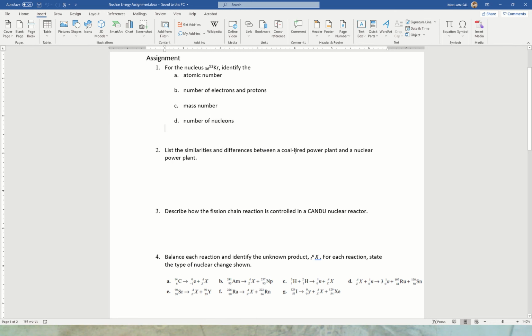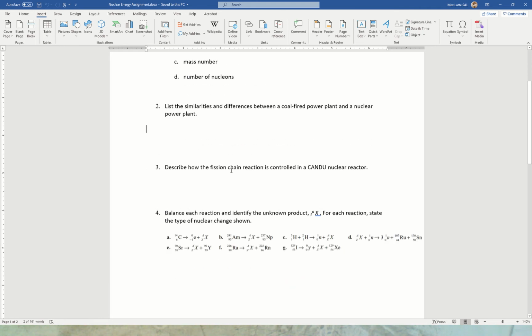List the similarities and differences between the coal-fired power plant and a nuclear power plant. Well, similarities are exactly the same, except for that first step. The first type of energy for coal is chemical potential. Nuclear is nuclear potential energy. The rest of the steps are the same. Differences: coal fire releases SO2, CO2, particulate matter. Nuclear does not, but it does have nuclear waste that needs to be stored.